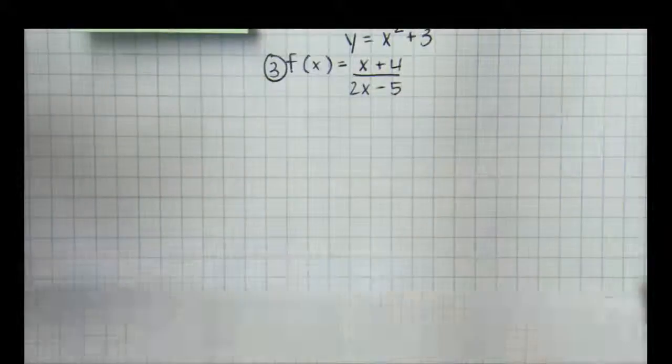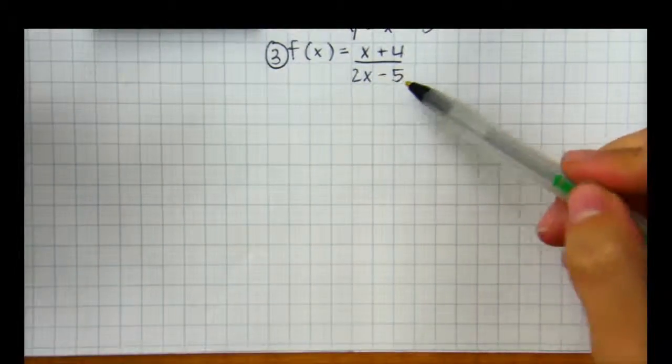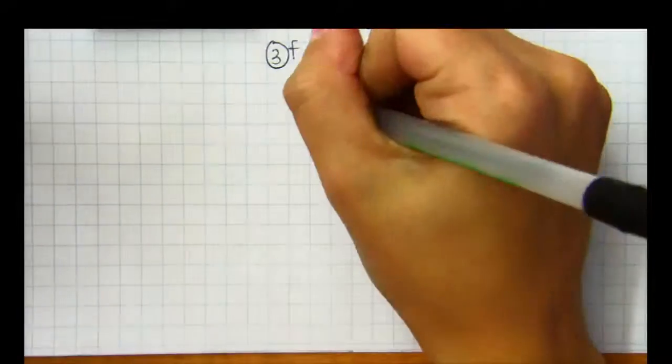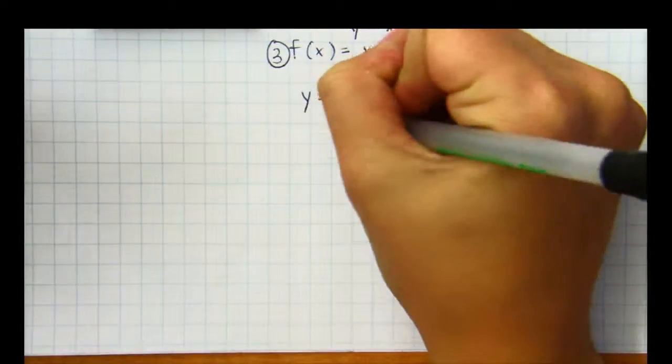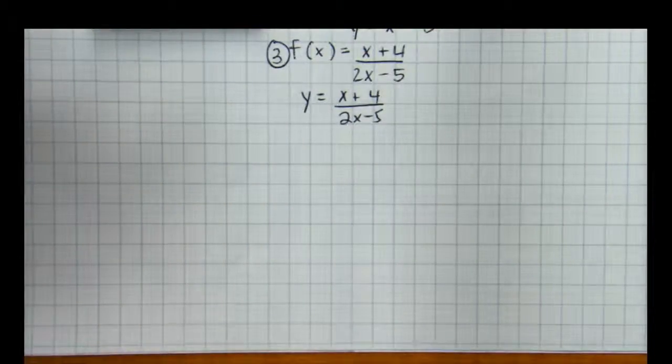Okay, last function that we're going to find the inverse of. You've got f of x is equal to x plus 4 over 2x minus 5. What is my first step when I'm finding an inverse? Great, I'm going to write it with y, so y is equal to x plus 4 over 2x minus 5. What do I need to do next?